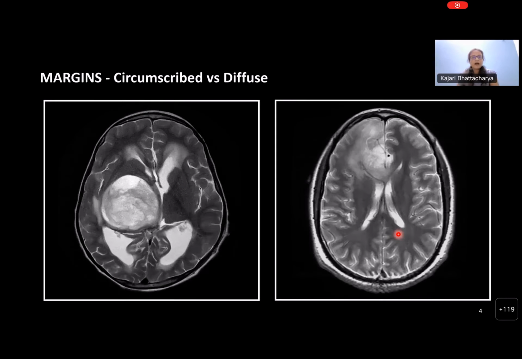Next is the margins of a lesion. Margins of a lesion can be circumscribed or diffuse. And how do we interpret that? Look at this image. We can see there is a lesion present in the basal ganglia. It's a very well-defined lesion. How do we say it is well-defined? Because the margin of the lesion is very well delineated from the adjacent normal parenchyma. Whereas in the lesion on the right, the outline of the lesion is not clearly delineated from the adjacent normal parenchyma. So this is a diffuse lesion, and this is a circumscribed lesion. Therefore, for example, if you're talking about gliomas only, there are circumscribed and diffuse gliomas. So this gives you an idea whether it's a circumscribed lesion or a diffuse lesion.